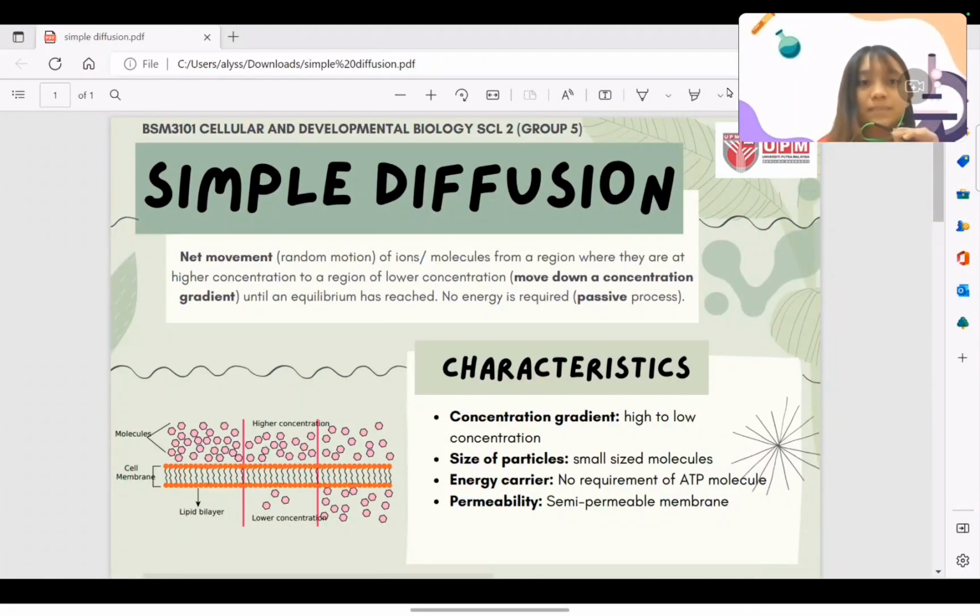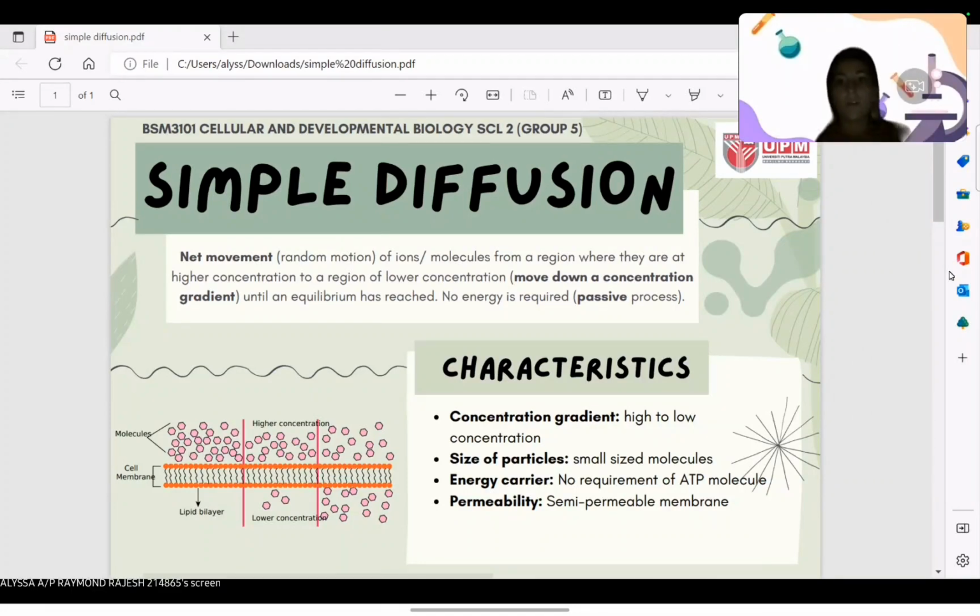The plasma membrane is made up of a lipid bilayer which is semi-permeable. The surface area of the semi-permeable membrane increases with an increase in diffusion rate and allows more and more molecules to pass through the membrane. And the last one is energy carrier. The simple diffusion is a movement of molecules across a semi-permeable membrane without any help of an energy carrier. The energy carrier is the ATP. Thus, it is a form of passive transport. Thank you.